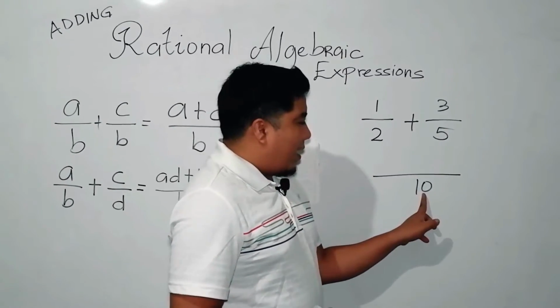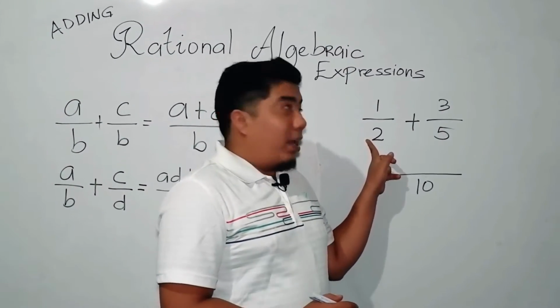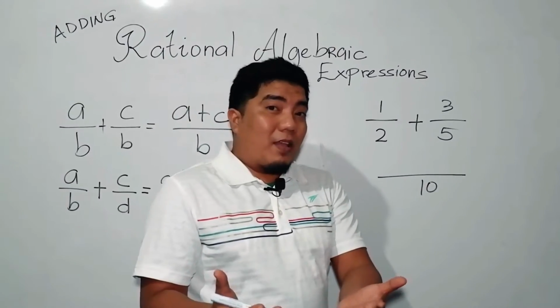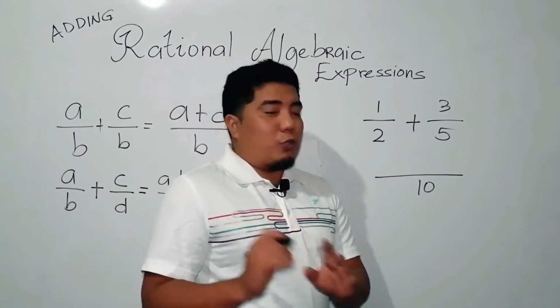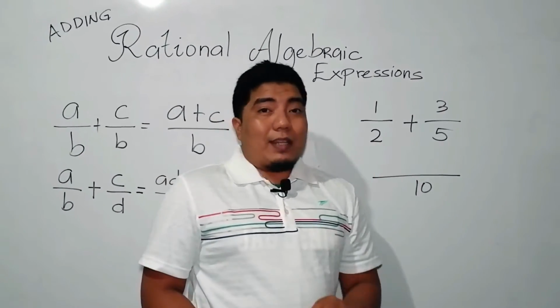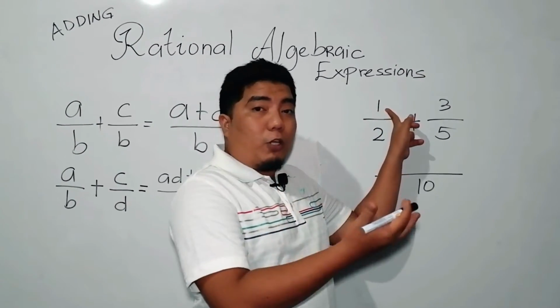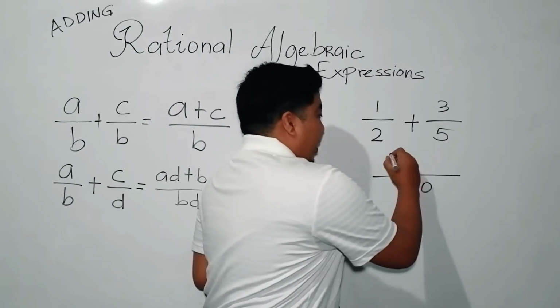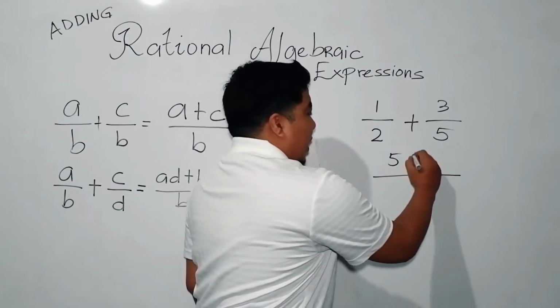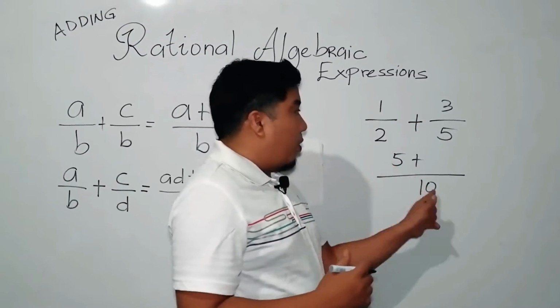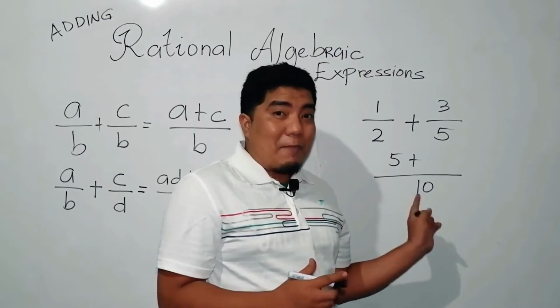Okay, so this 10 will first be divided by the denominator in order for us to get the equivalent value. So this is how it goes. 10 divided by 2, that is 5. That 5 will be multiplied in the numerator. So 5 times 1, that is 5. You just copy the plus, and you have now the equivalent of 1/2, that is 5 over 10.